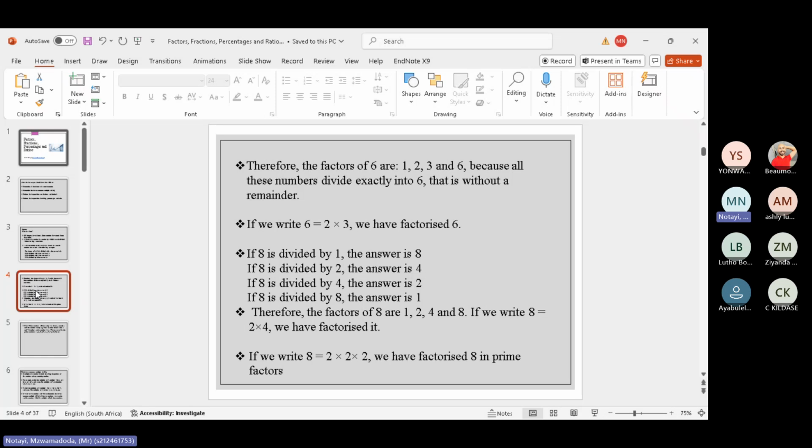If we write 6 is equal to 2 multiplied by 3, that is, we have written 6 in its factors. We say we have factorized 6.